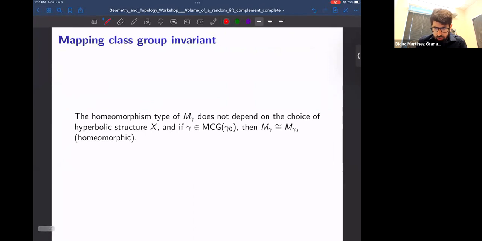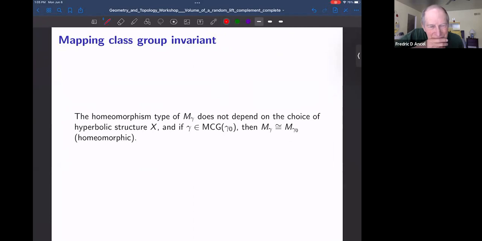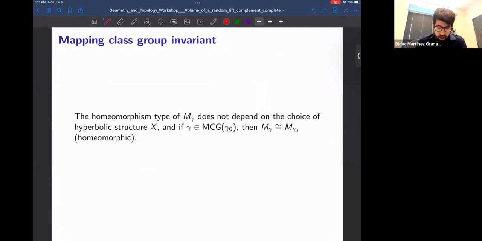This hyperbolic three manifold M gamma has some properties. For example, this construction does not depend on the choice of the hyperbolic structure X on the surface that I started with, as far as the homeomorphism type of this three manifold is concerned. In fact, it only depends on the curve gamma up to homeomorphism, in the sense that if I have two curves gamma and gamma naught which are related by a homeomorphism of the surface, then the corresponding three manifolds M gamma that I obtain are homeomorphic.